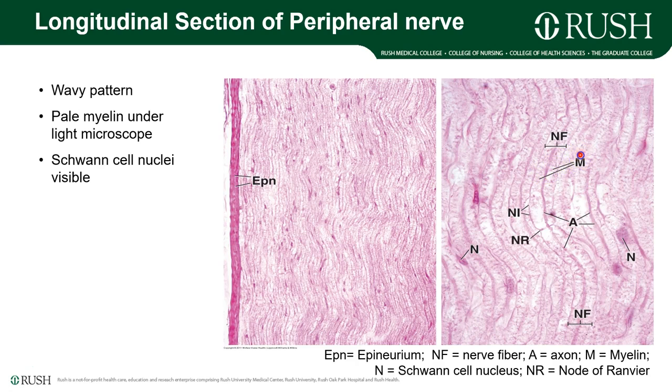So M is the myelin, and this is the axon running within it. And you also see here node of Ranvier. Also visible are the nuclei of the Schwann cells. So all in all, this is a nice depiction of what a peripheral nerve looks like in a longitudinal section.